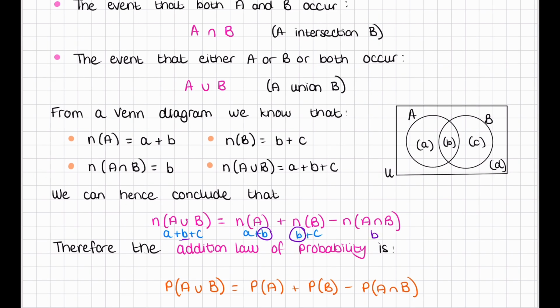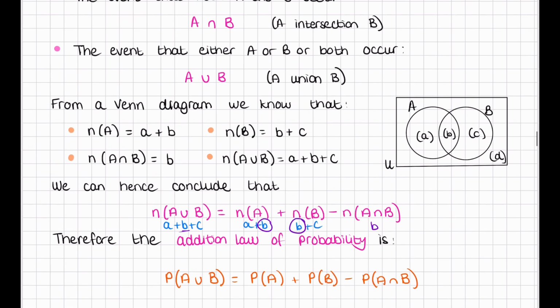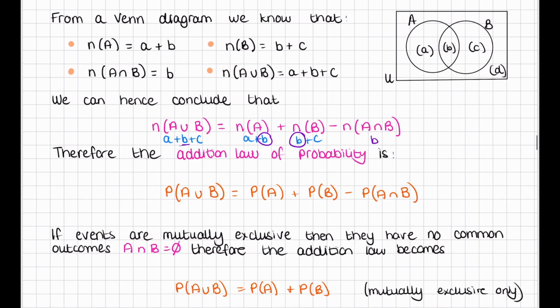Then from this, we can make it into a probability because it would just be these values out of the total amount, the universal set. And this brings us to the addition law of probability, which is: the probability of A or B equals the probability of A plus the probability of B minus the probability of A and B.